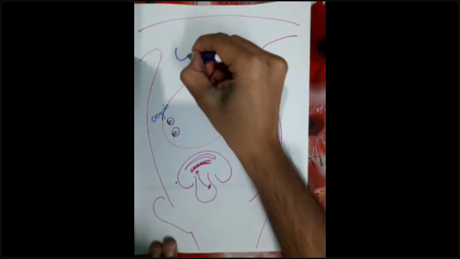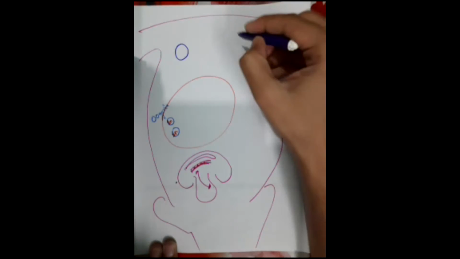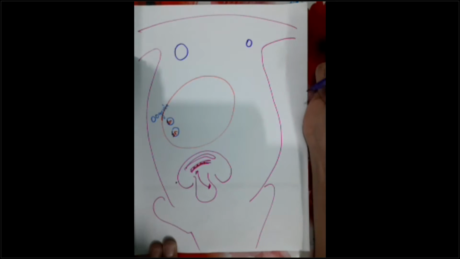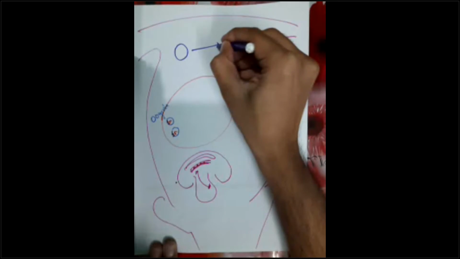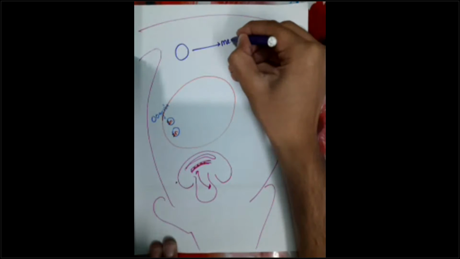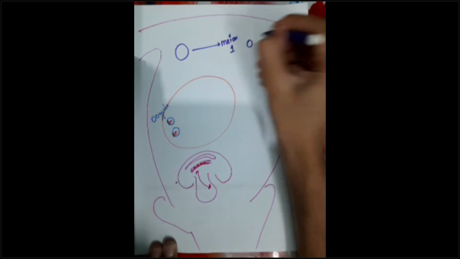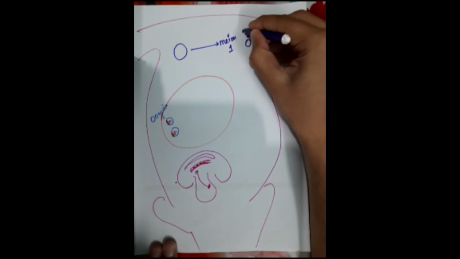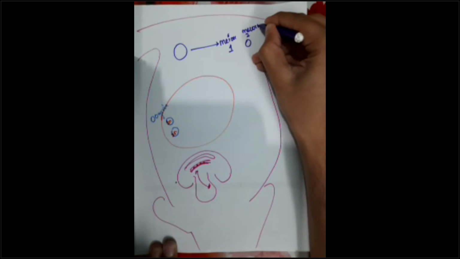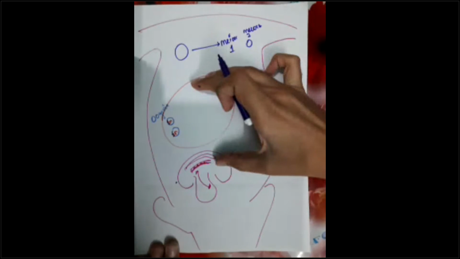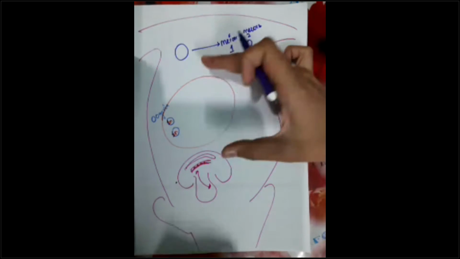So for my oogonia to form a haploid gamete, it should undergo meiosis, guys. Yes, it should undergo meiosis, and you all know meiosis has two stages, meiosis 1 and meiosis 2.